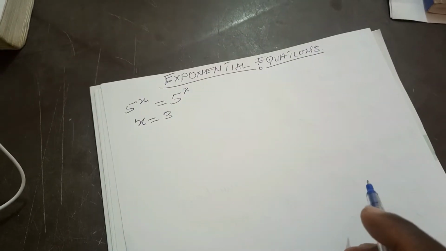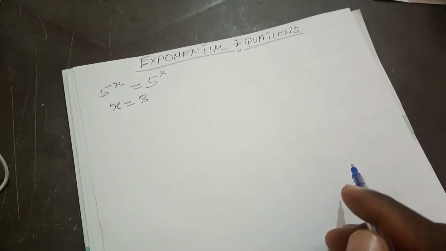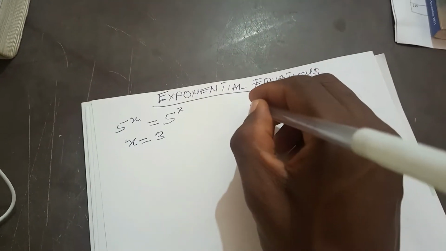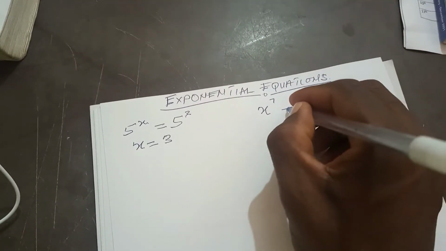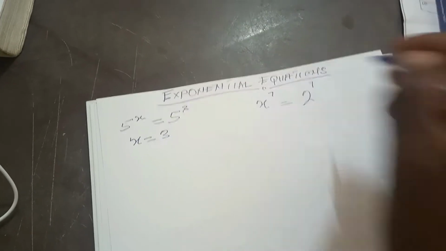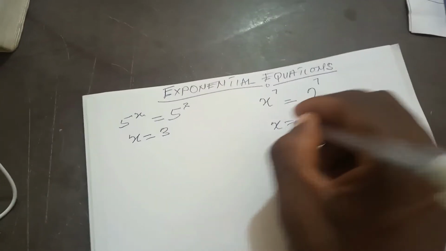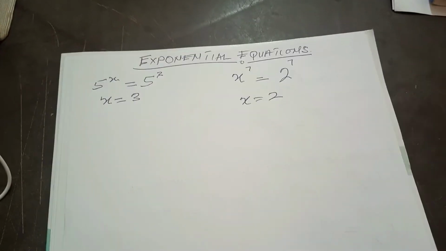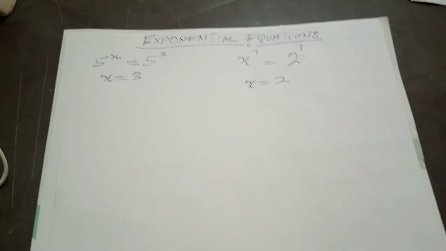Not only that, we can also have a situation where the exponents are the same but the bases are different. For example, let's say x exponent 7 equals 2 exponent 7. Then for this equation to be true, x must be equal to 2. So these are exponential equations.